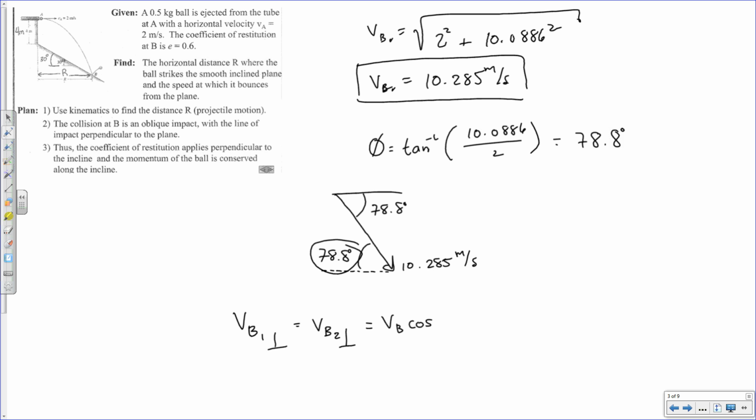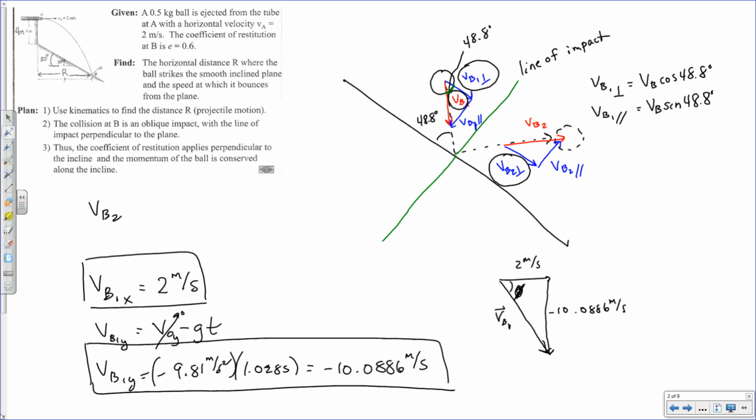VB cosine 48.8 degrees. Or this is VB1, the approach velocity. And we know what VB1 is because we solved for its magnitude, 10.285 meters per second, cosine 48.8 degrees. Therefore, VB2 perpendicular turns out to be 6.77 meters per second.